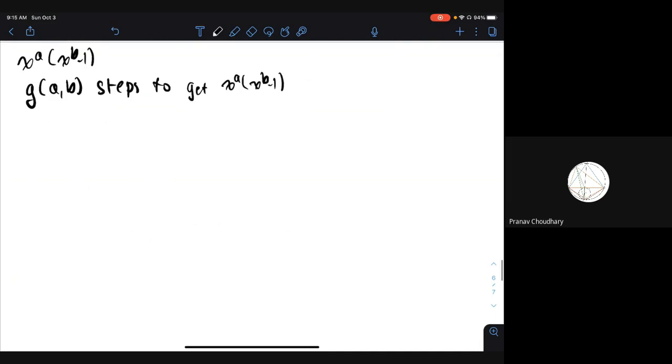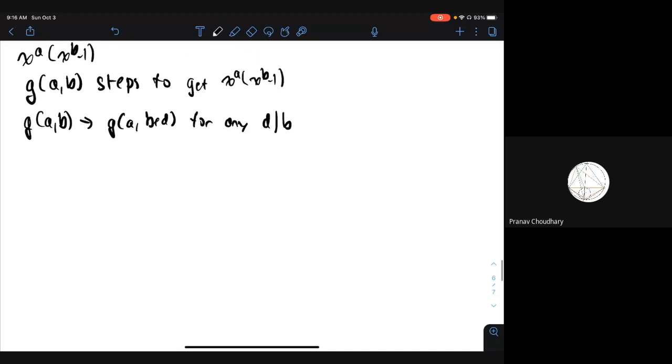So say you have g of a b, then I can take this to g of a, b plus d for any d that divides b. What I'm saying is that if we have x to the a times x to the b minus 1, we can go to x to the a times x to the b plus d minus 1.